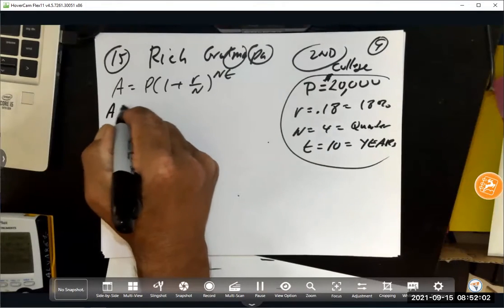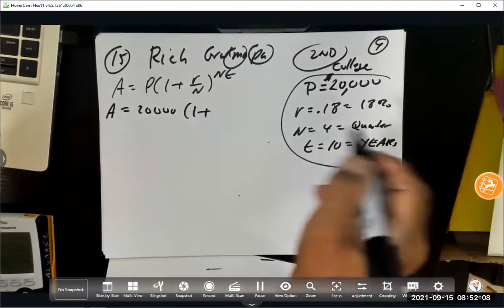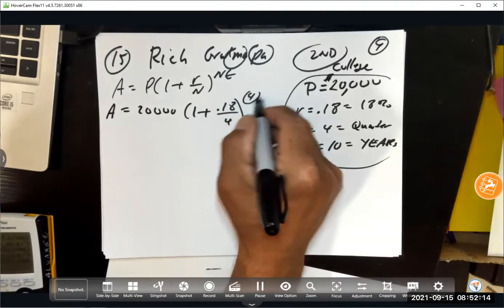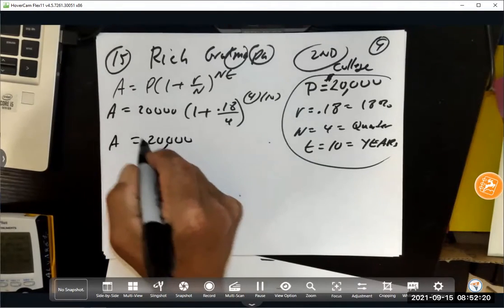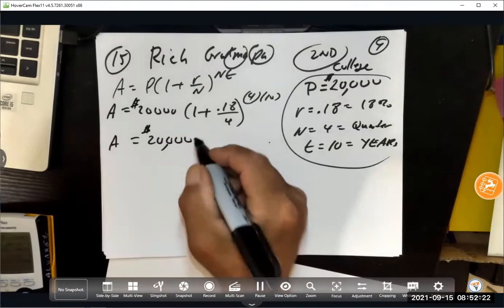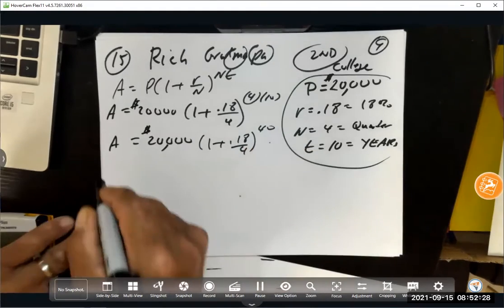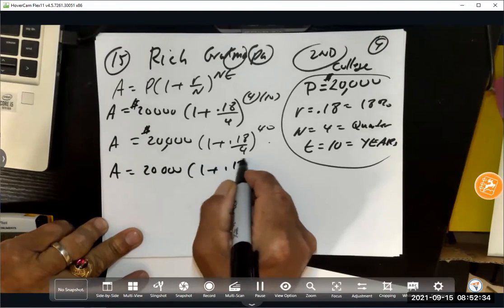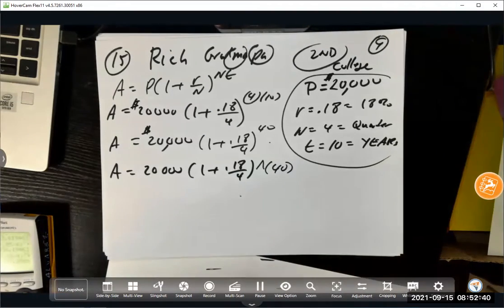Ready? So grandma and grandpa, the other one put 10, this one put 20. So let's figure it out. So 20,000 times 1 plus 0.18 divided by, what is it, 4? And 4 times 10 again. And I know that 4 times 10 is 40. So now we have 1 plus 0.18 divided by 4 to the 40 power. So now calculator. So 20,000, 1 plus 0.18 over 4 to the power of 40, right there. So now, give me this number. Do it on the calculator.